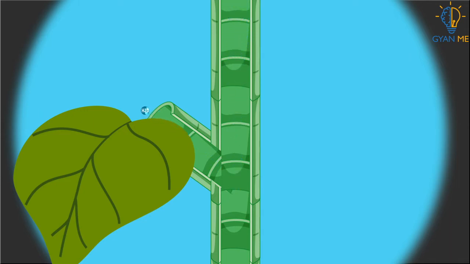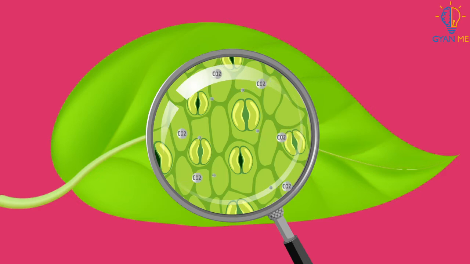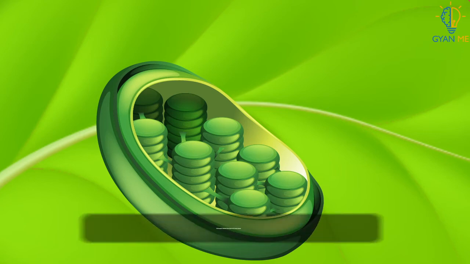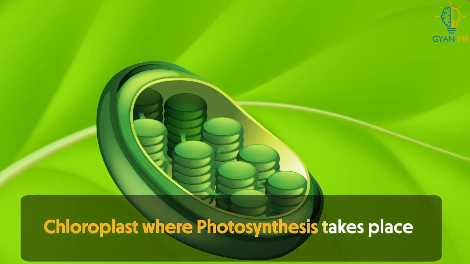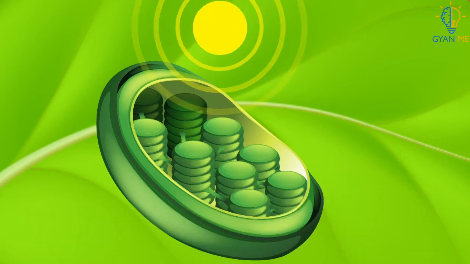Students, we know that stomata are present in the epidermis of the leaf. These stomata absorb carbon dioxide from the air. Now, the absorbed water and carbon dioxide molecules move inside the leaf by diffusion and reach up to special organelle called chloroplast, where photosynthesis takes place. Students, as I told you, chlorophyll molecules absorb sunlight for photosynthesis.